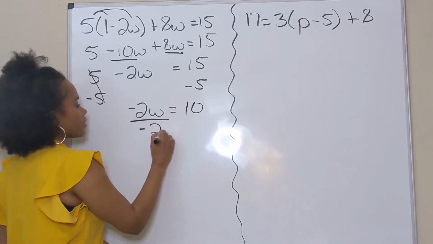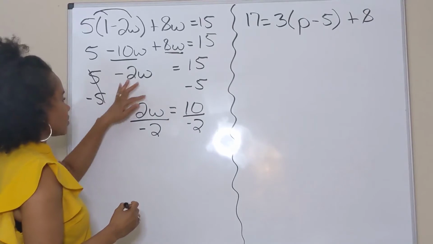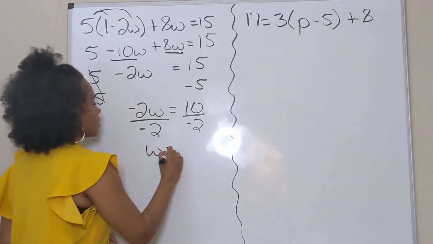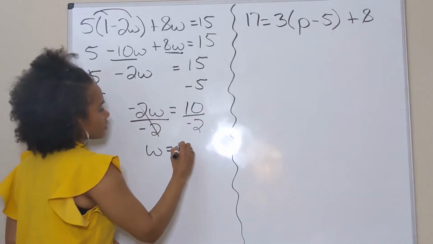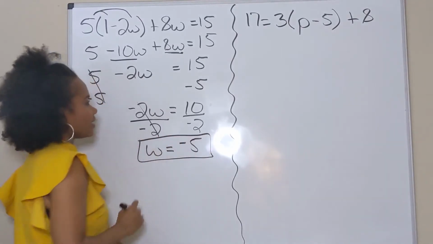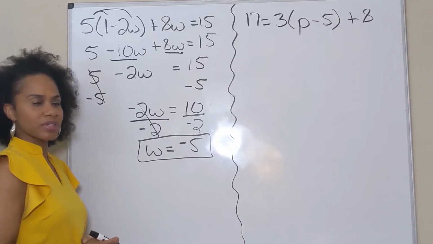Isolating my variable, inverse operation. Negative 2 times w, the inverse is of course division, and I'm simply dividing by negative 2. 10 divided by negative 2 gives me a negative 5. So that is how you solve a multi-step equation.